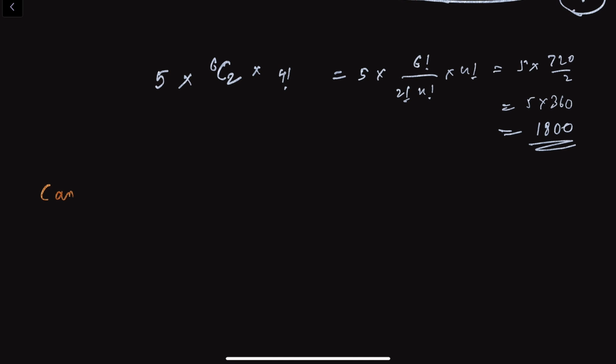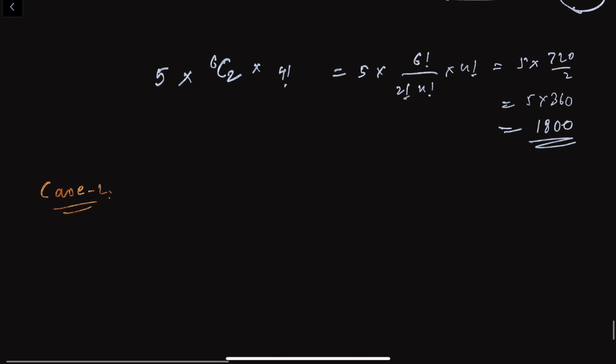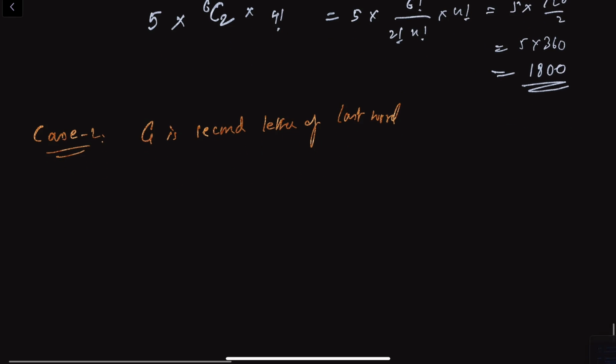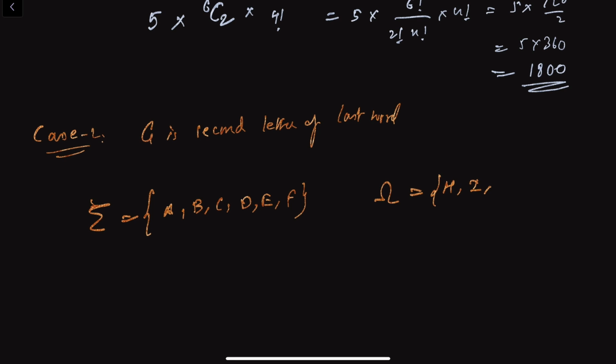So case 2 is G is the second letter of the last word. Now if G is the second letter of the last word, let me write once again what sigma is. Sigma is the letters before G, so A, B, C, D, E, F, and omega is the letters after G, that is H, I, J, K, L. So now we have 6 pairs, and the first letter must be F.